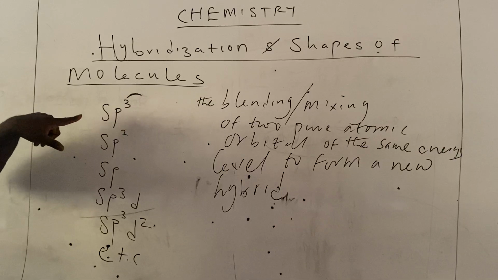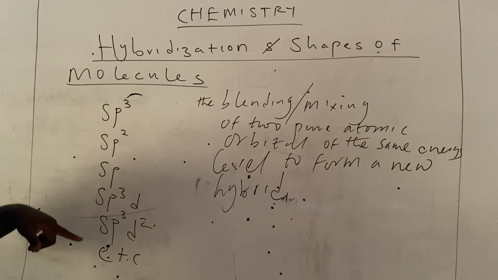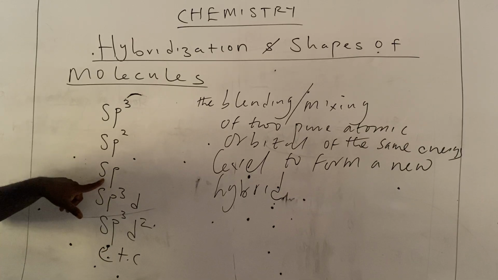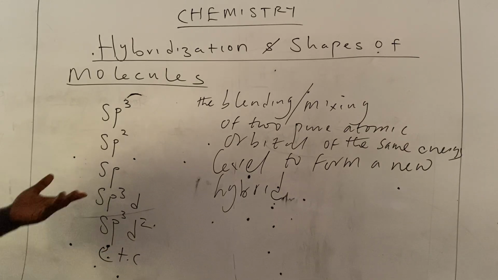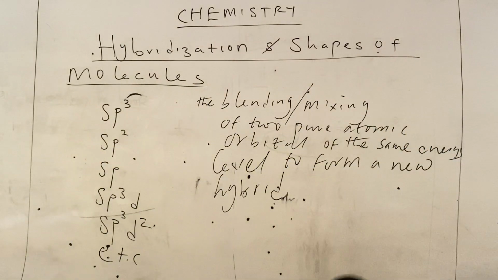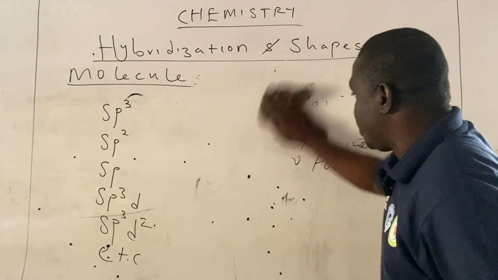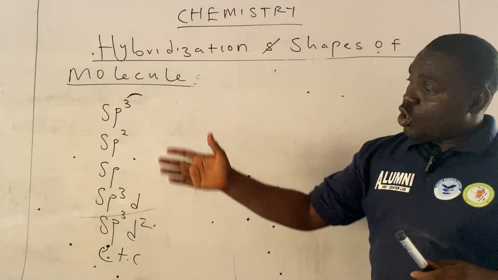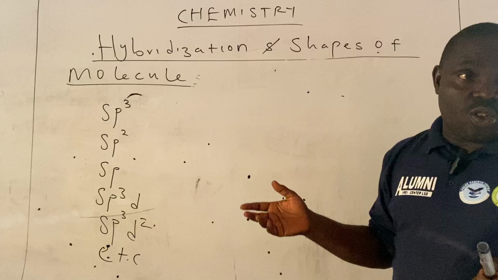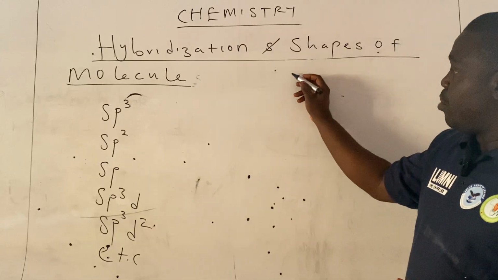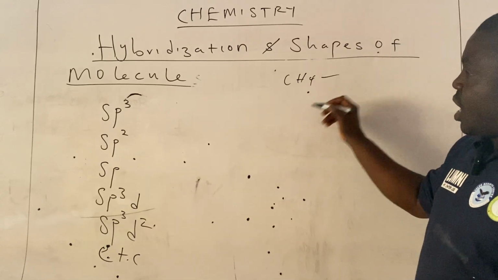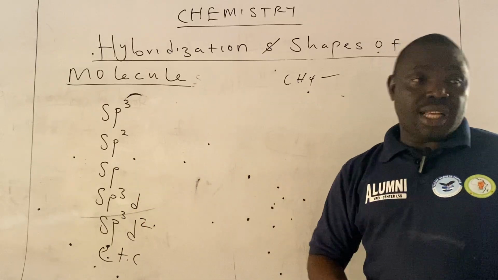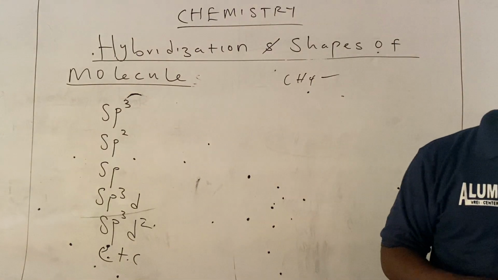Now, how do you achieve sp3 hybridization? How do you achieve sp2 hybridization? How do you achieve each of these? Before we achieve all of that, let's assume you see a question which says, which of the following is the hybridization of methane? And they put A, sp3, B, sp2, C, sp, and D, sp3d. What would be the answer?